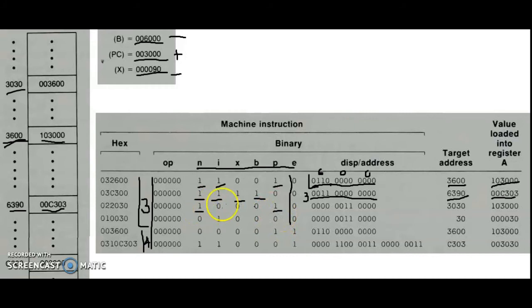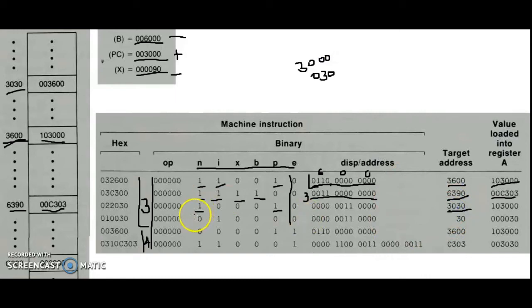So n is equal to 1, p is equal to 1. Similarly, you will be getting the value 030 as the displacement address. Then it is PC relative. The PC value is 3000. So totaling it, what will you be getting? 3030. That is the address.